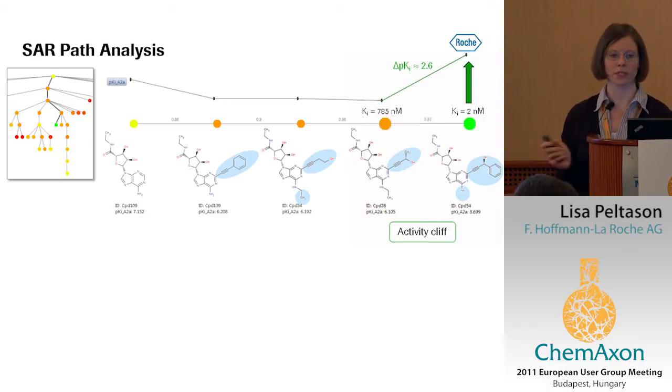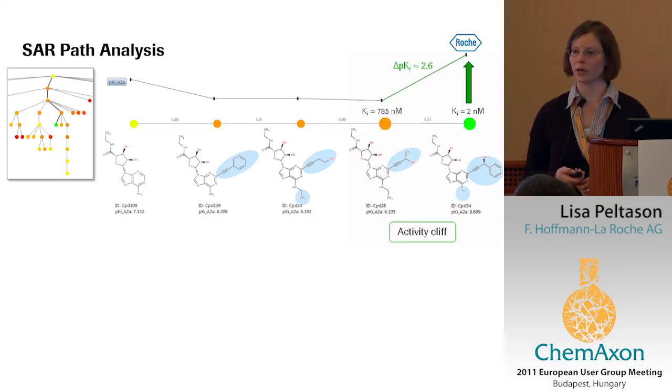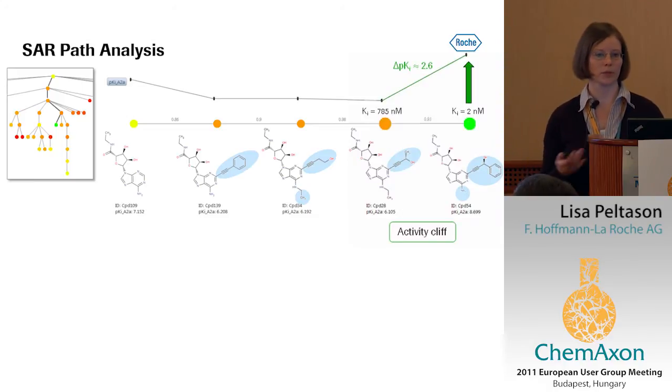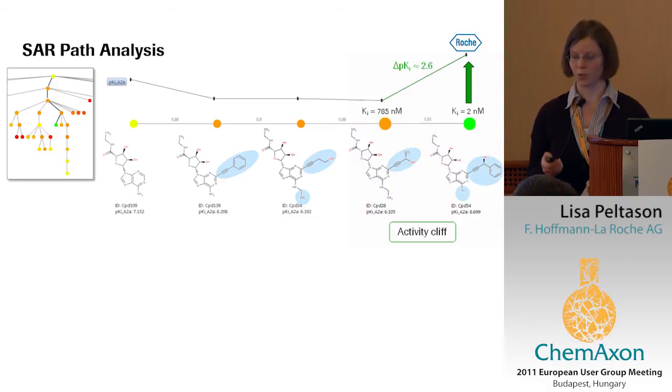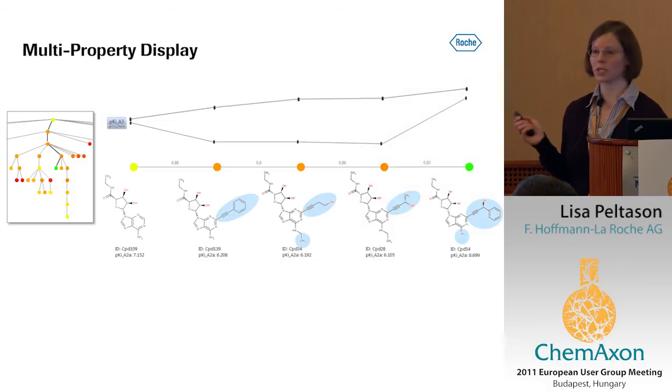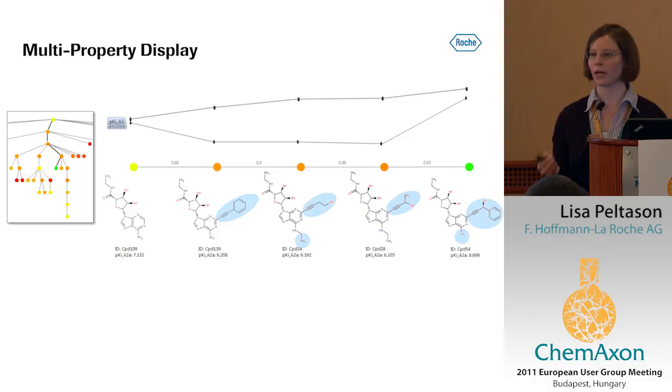So, of course, that is only one thing that you can do. You can browse and navigate your data with this tool. Another very important aspect, of course, is to look at multiple properties. So for this, I've just shown the same path as just before and added a line plot for the pKi value for the A3 receptor subtype.